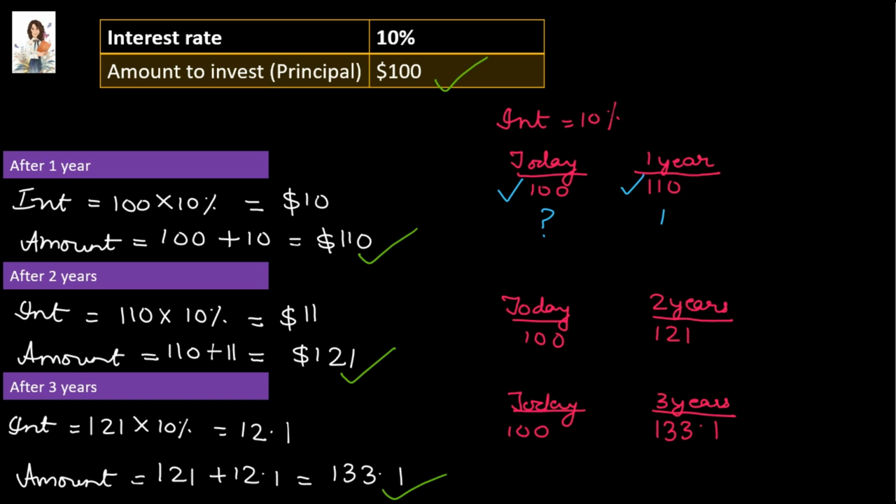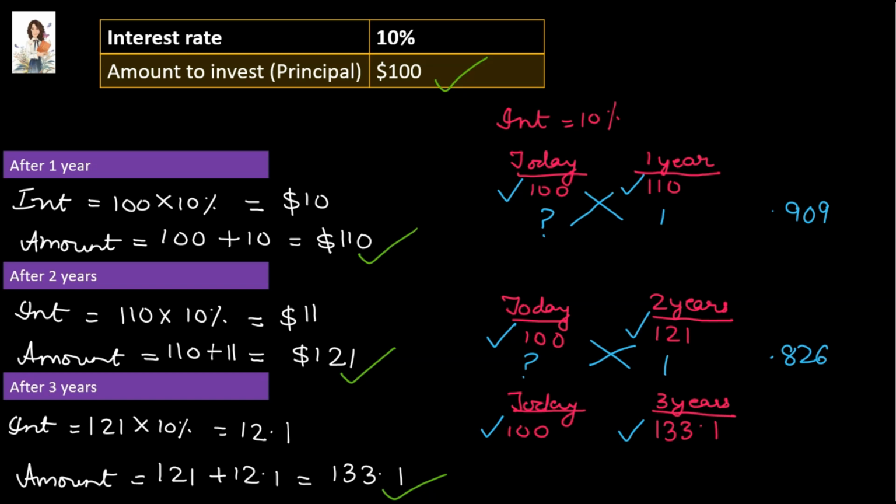If $100 is today's value of $110 received 1 year later, what is today's value of $1 received 1 year later? Let us cross multiply. The answer will be 0.909. Similarly, if $100 is today's value of $121 received 2 years later, what is today's value of $1 received 2 years later? If we cross multiply, we will get 0.826 as the answer.